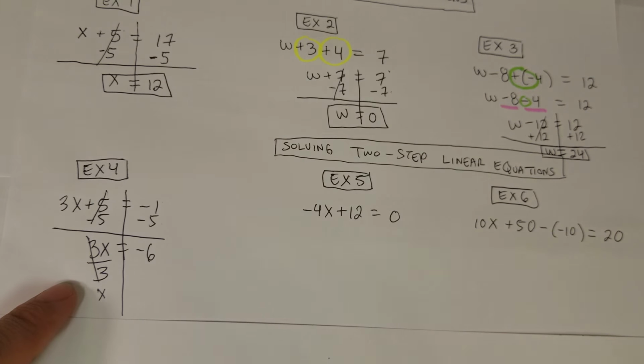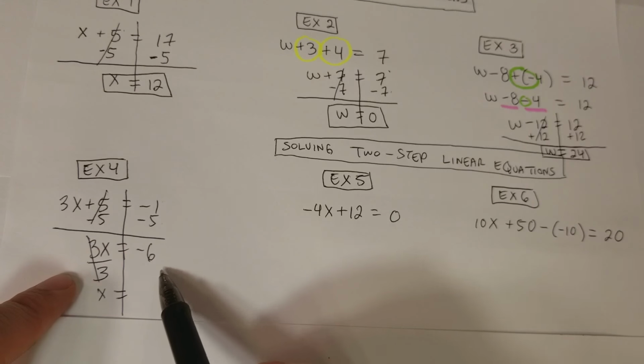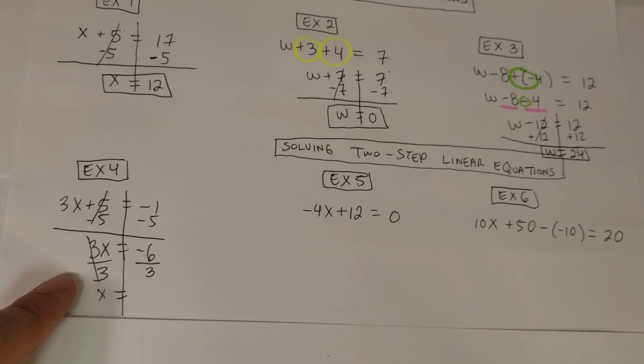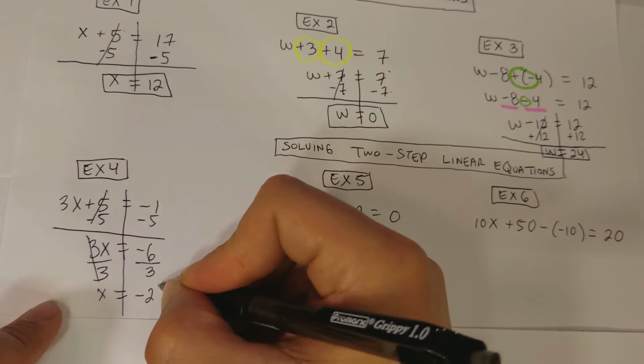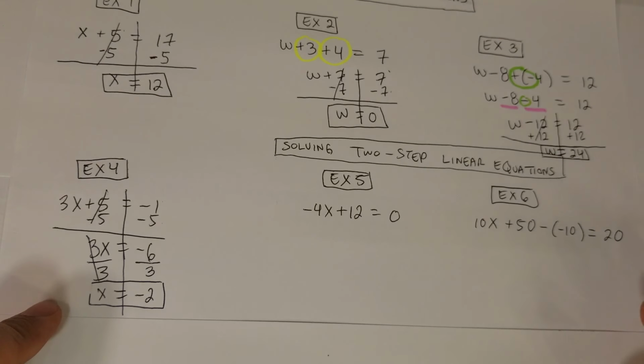Let me make my wall a little bigger. So x is equal to, again, we can't just divide this side and not this side, so we have to do the same thing with the negative 6. So divide this side by 3. Negative 6 divided by 3. So 3 times 2 would give me 6, so the answer is going to be a negative 2 because there was a negative in front of the 6. Okay, so there you go.